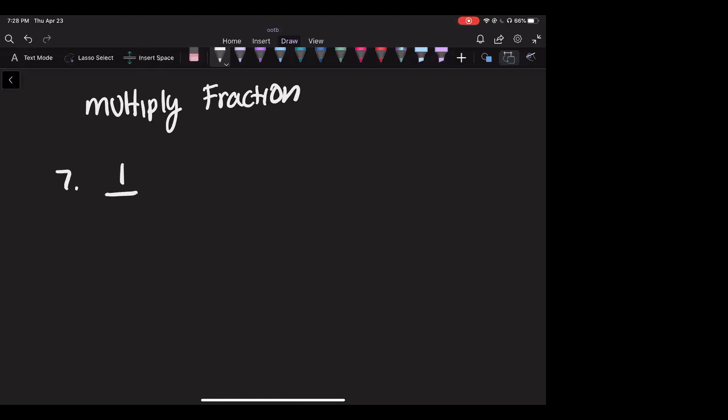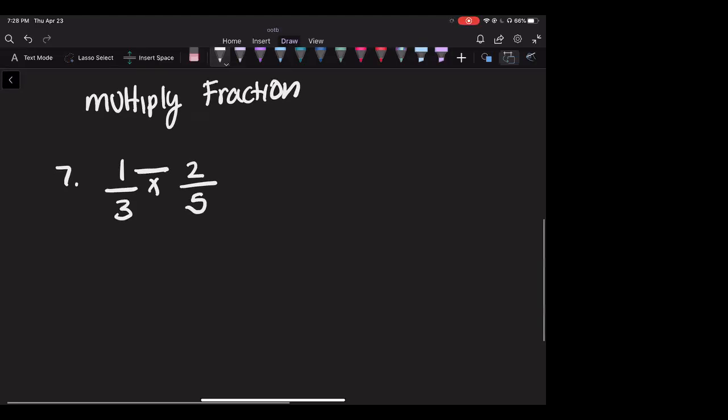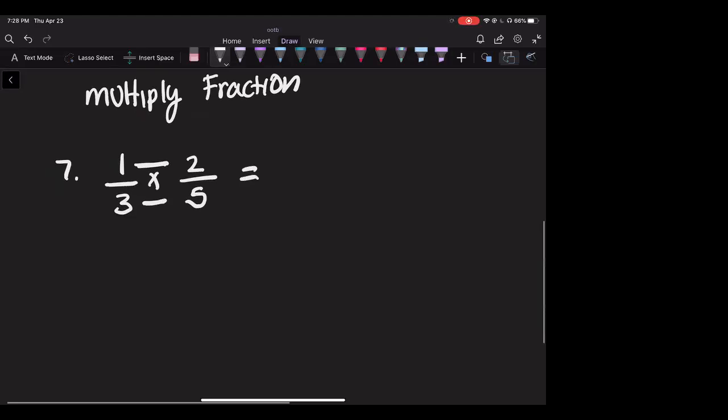So if you have 1 over 3 times 2 over 5, you multiply the tops and you multiply the bottoms. So that's 2 over 15. And then once you get an answer, you have to look if you can simplify it, so make it smaller. Can we make this smaller? No. So this is our final answer, and what we do is that we box it.